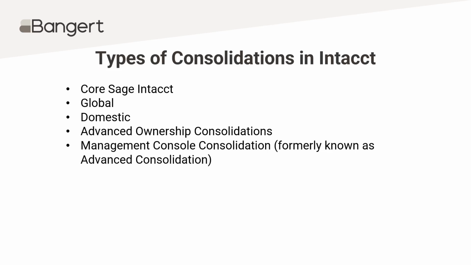So I'm going to talk about the different types of consolidations and examples of those and when they would be useful. Most people are going to be in the domestic consolidation category because they are going to be operating in one currency. They're going to be in one country. And so they will be using domestic consolidation. If you have a global consolidation situation where you are in multiple countries, you have multiple base currencies, you'd be a good candidate for the global consolidation subscription.